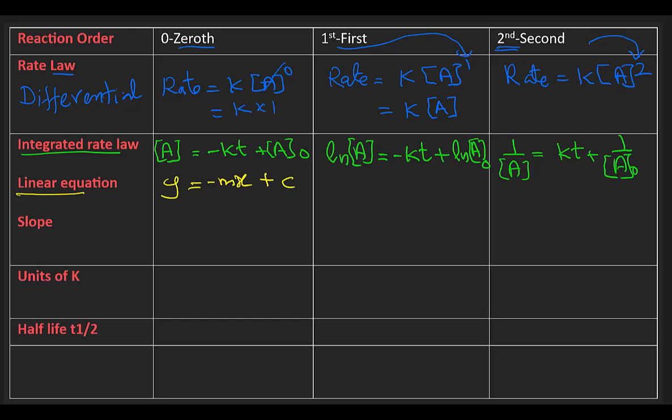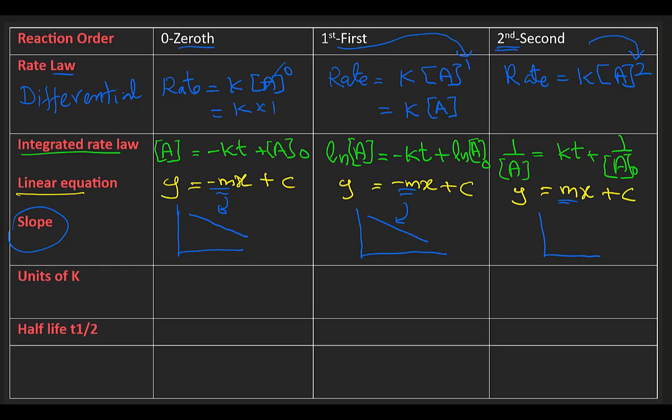Linear equations are y equals negative mx plus c, or y equals positive mx plus c, and the slope is negative m or positive m. So in a graph, zero order and first order have a negative slope, and second order reactions have a positive slope. That's how you know. The difference is the y-axis: the first is A molarity, the second is ln A, and the last column is 1 over A molarity. The y-axis is different.